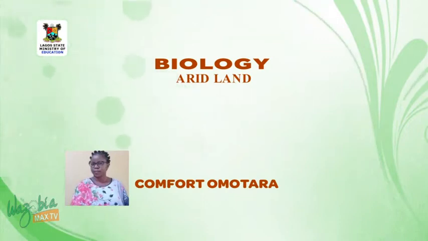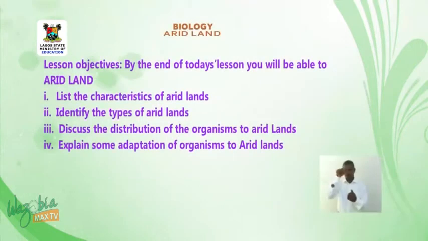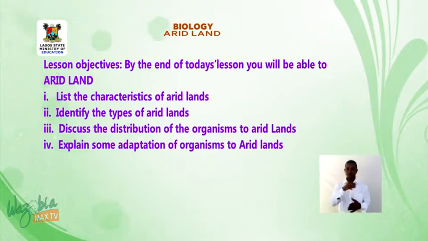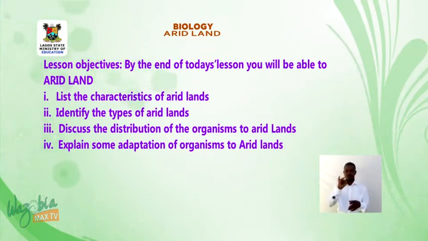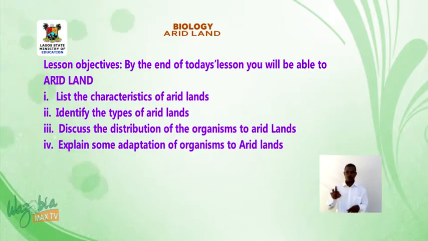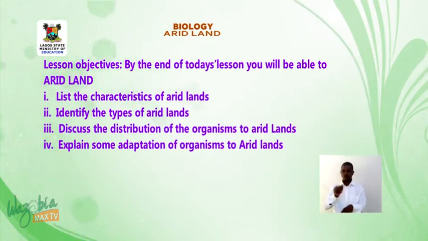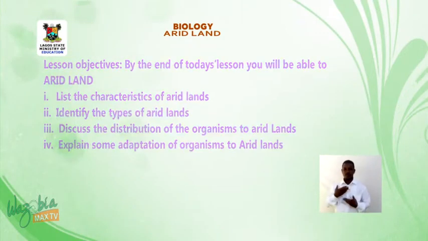I will be your biology teacher for today's lesson, and the topic is arid land. Lesson objectives. By the end of today's lesson, you will be able to list the characteristics of arid lands, identify the types of arid lands, discuss the distributions of the organisms to arid lands, and explain some adaptations of organisms to arid lands. Happy listening.